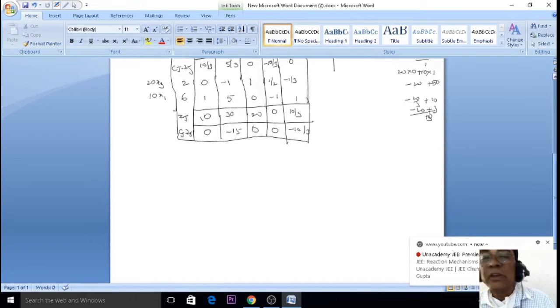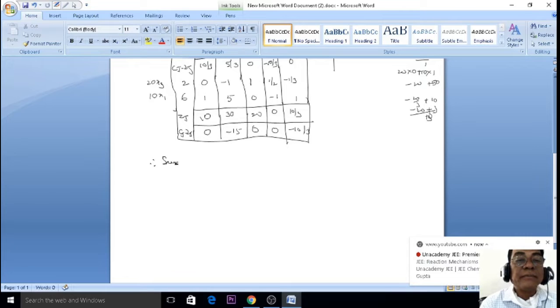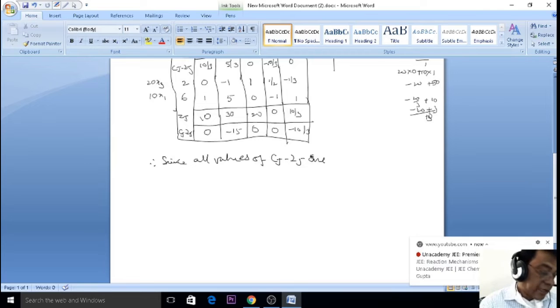It means that we have already reached the optimal point. So therefore, you write down the statement: since all values of Cj minus Zj are less than or equal to 0. Therefore, what are the coordinates here?